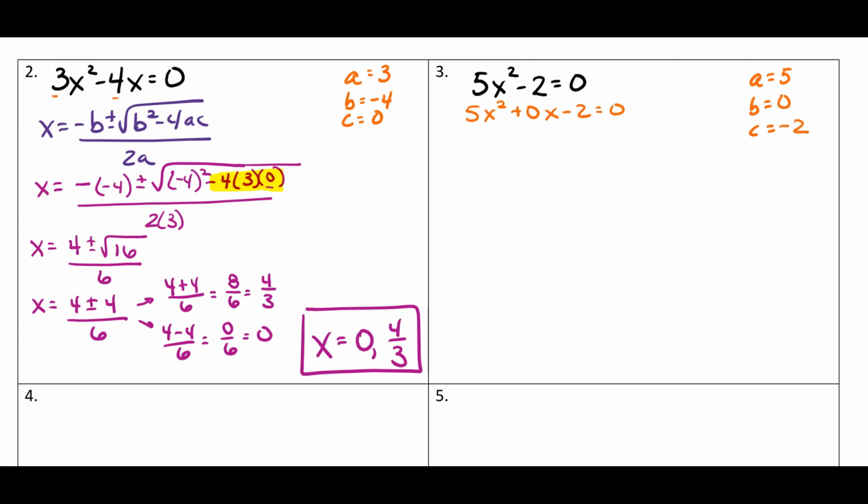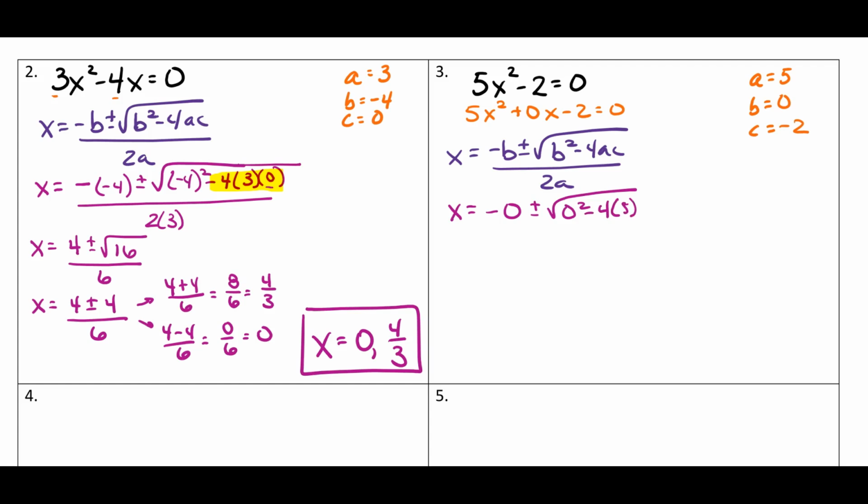So when we fill this into our formula, which we need to write, x equals negative b plus or minus the square root b squared minus 4ac all over 2a, we're going to plug a 0 in for b. So x equals negative 0 plus or minus 0 squared minus 4 times 5 times negative 2. And that's all going to be divided by 2 times 5.